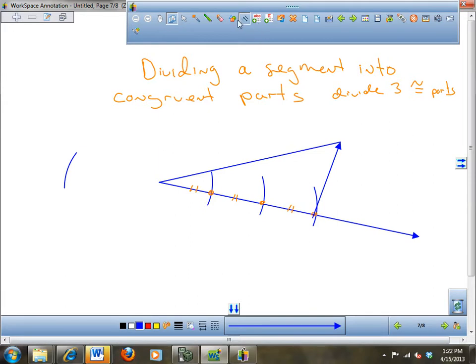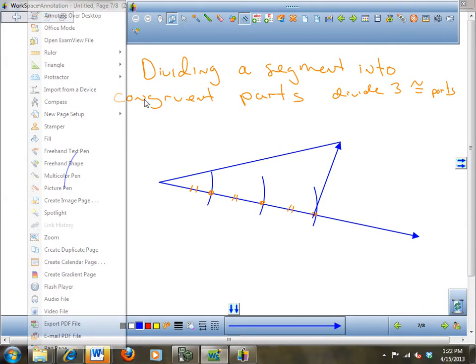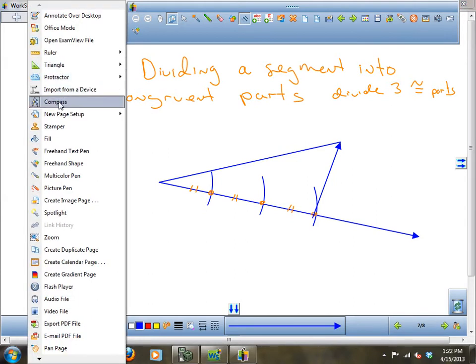Should I try to do it with my online compass? We'll figure it out. Toolbox. Where's my toolbox? There we go. Compass. Come on, you guys.